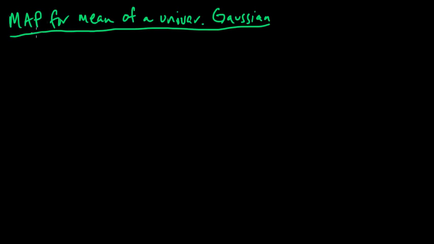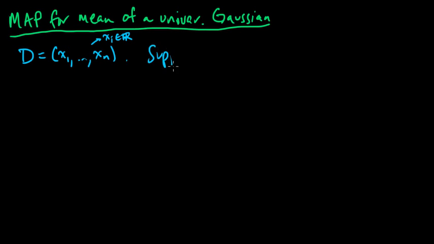Before, in another video, we computed the MLE for the mean of a univariate Gaussian, and now we'll do the MAP. So let's set things up for computing a MAP. We need some data. We assume we're given some data, x1 to xn, and here these xi's are just in R. These are points that are coming from a univariate Gaussian.